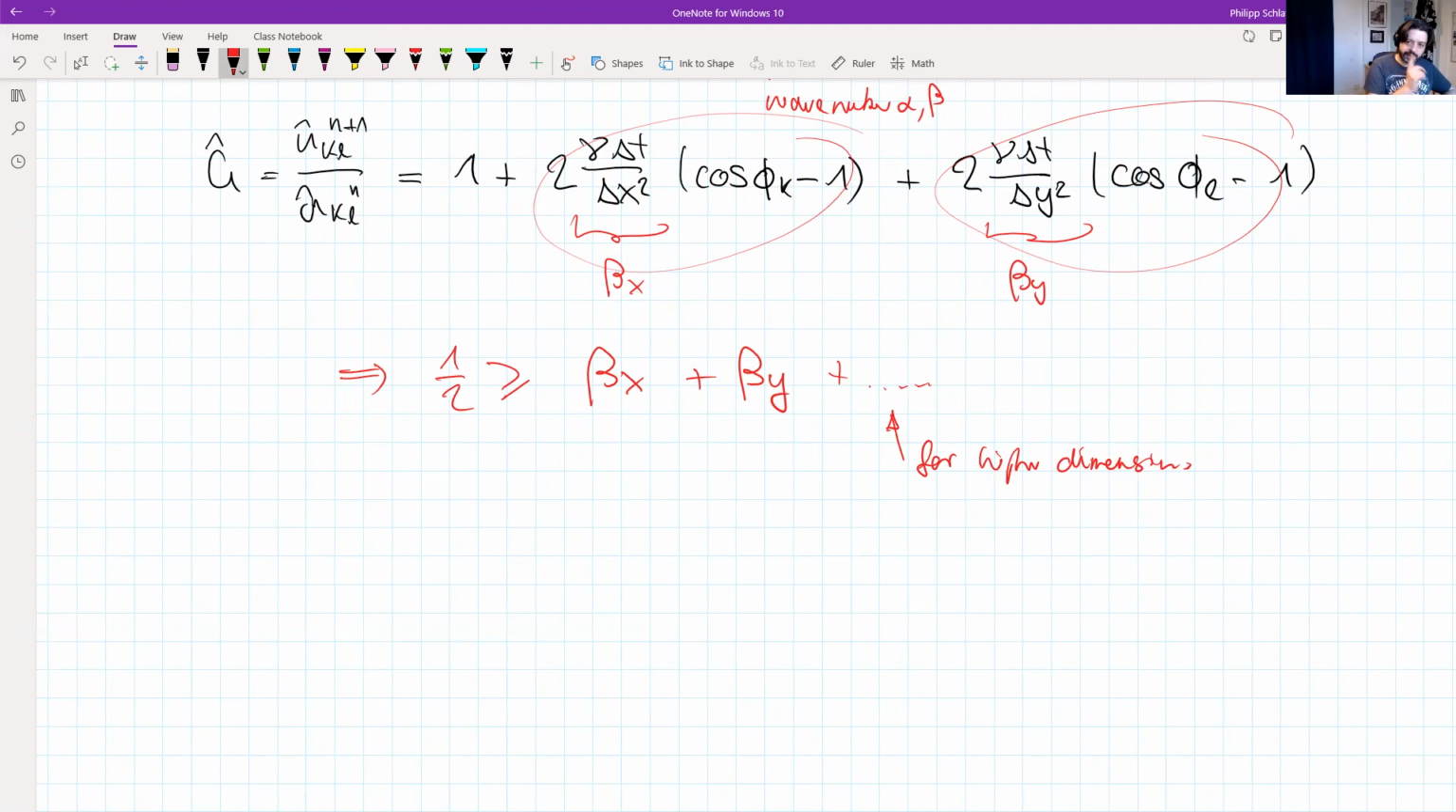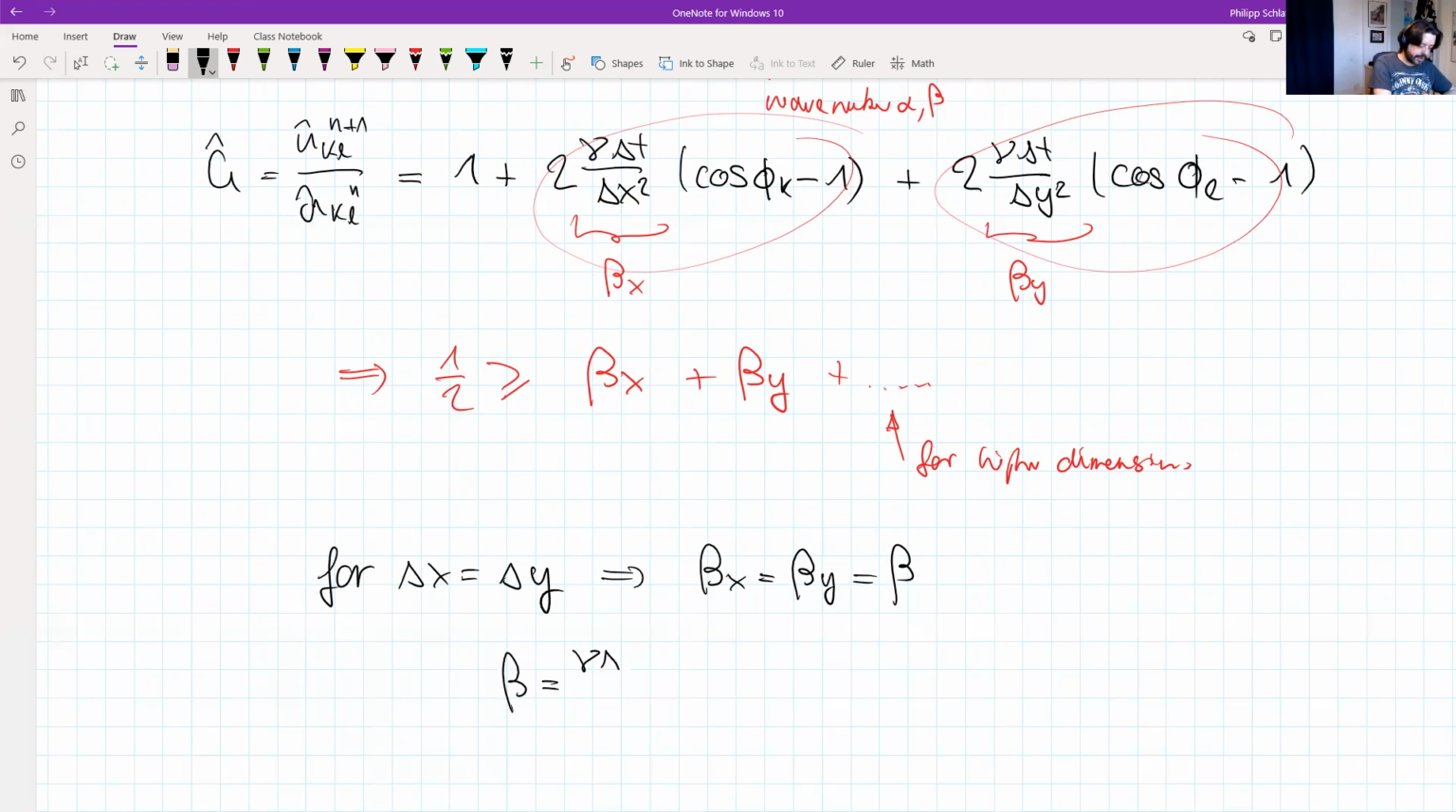Now, I would like to just show you one very interesting thing, which may or may not be obvious. For me, it wasn't. Just assume the case where we have an equidistant mesh in all directions. So delta x is the same as delta y. Then it means that beta x is the same as beta y, and it's the same as beta. In that case, the stability criterion then becomes beta, which is nu times delta t divided by delta x squared.